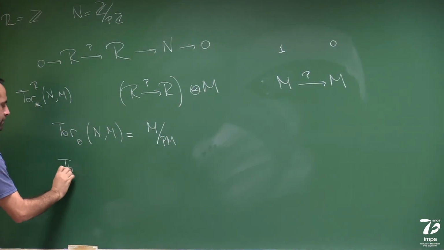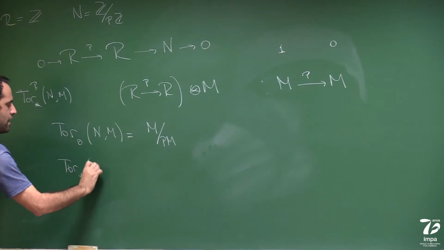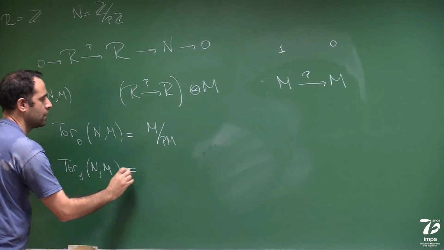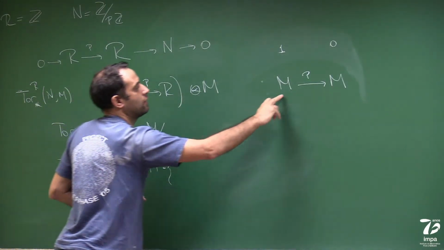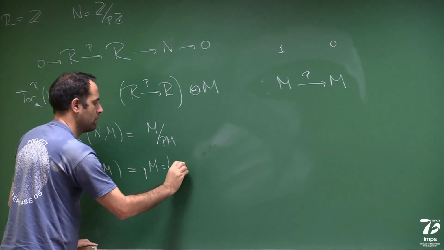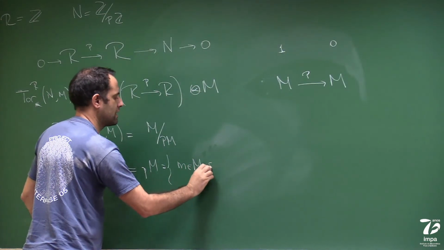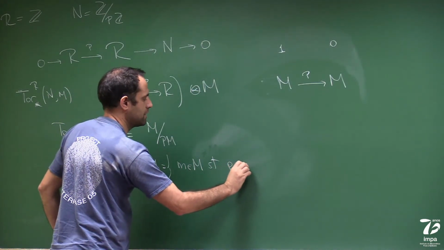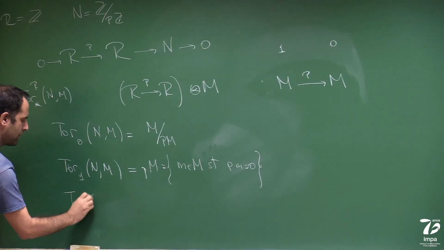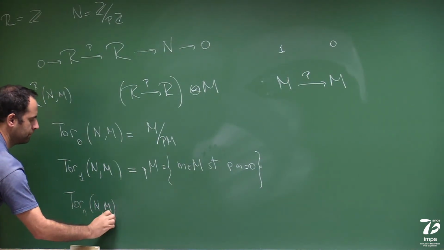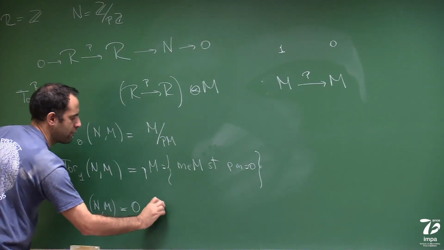and Tor_1(Z/p, M) is equal to M[p], which is the kernel of this map, which are all the elements in M such that P times m is equal to 0, and Tor_n(Z/p, M) is equal to 0 whenever n is bigger or equal than 2.